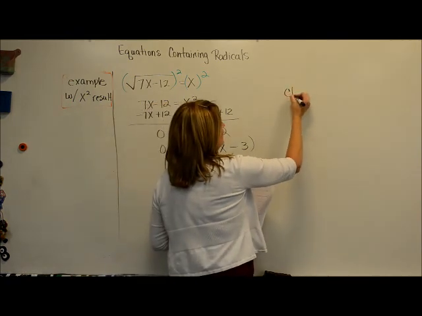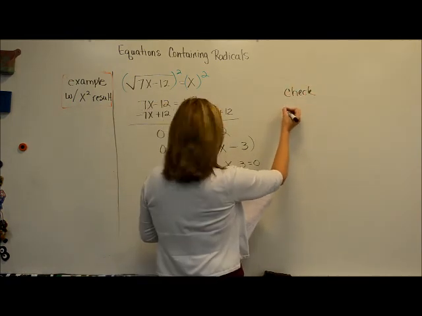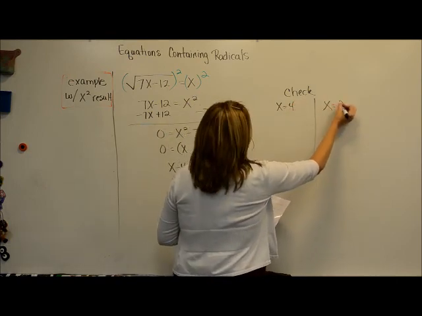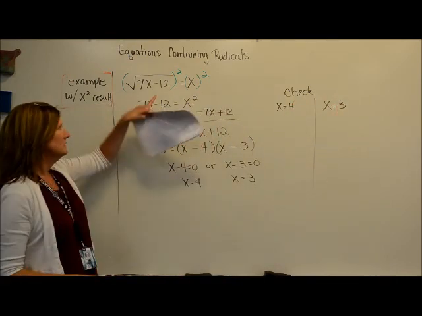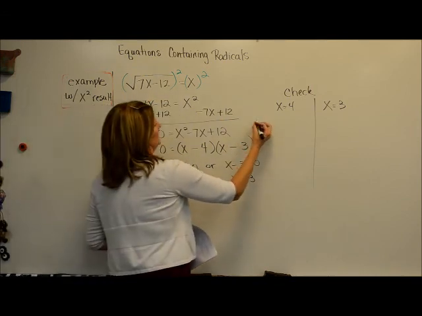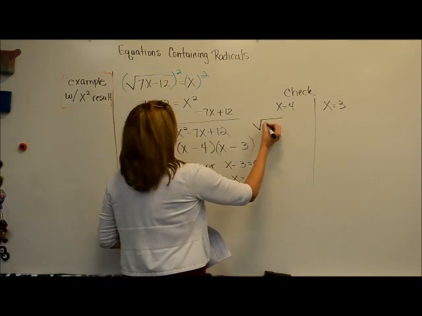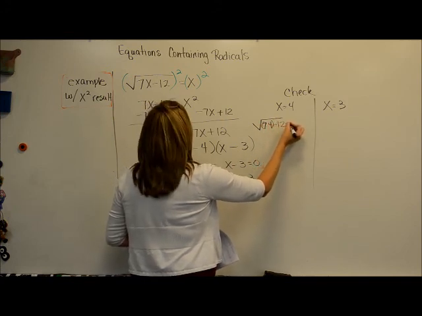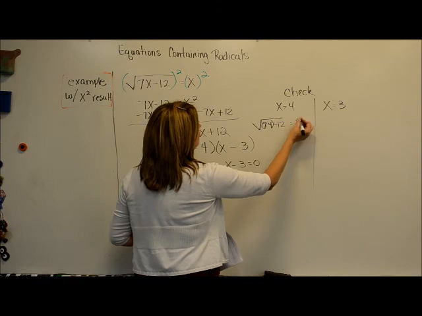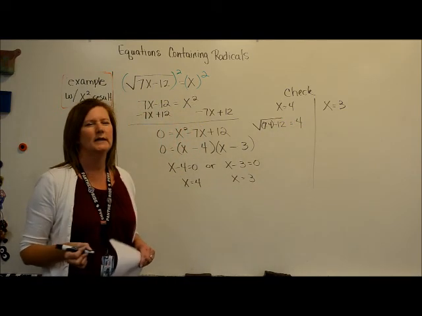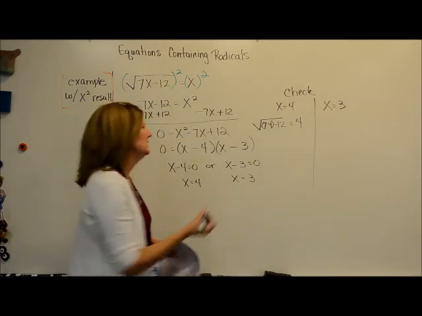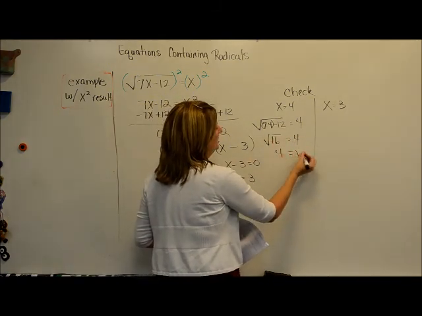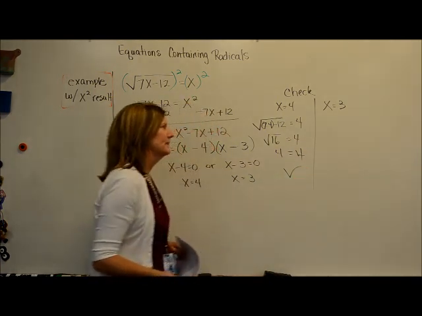So here's my check. I'm going to go back into the original equation. This time I'm going to have to check two different numbers. So I'm going to put that 4 in. So I have square root of 7 times 4 minus 12 equals 4. 7 times 4 is 28. 28 minus 12 is 16. So I have square root 16 equals 4, and 4 equals 4. And yeah, that checks out.